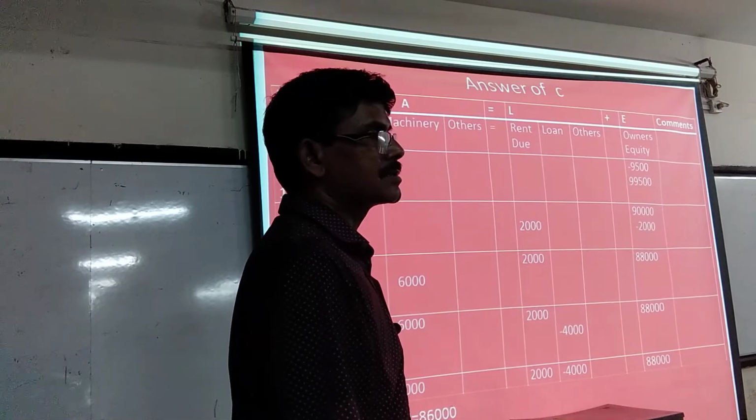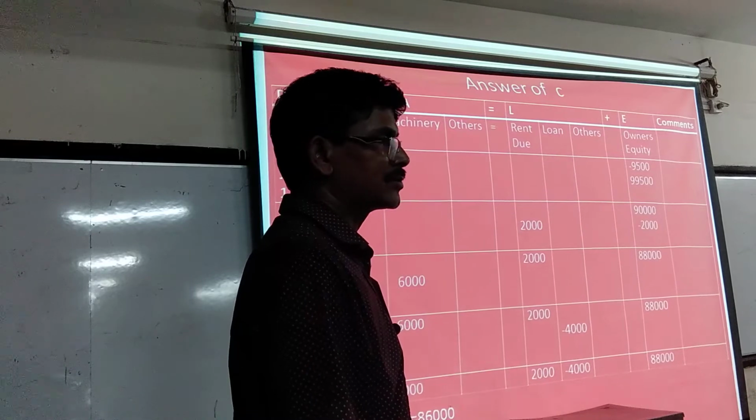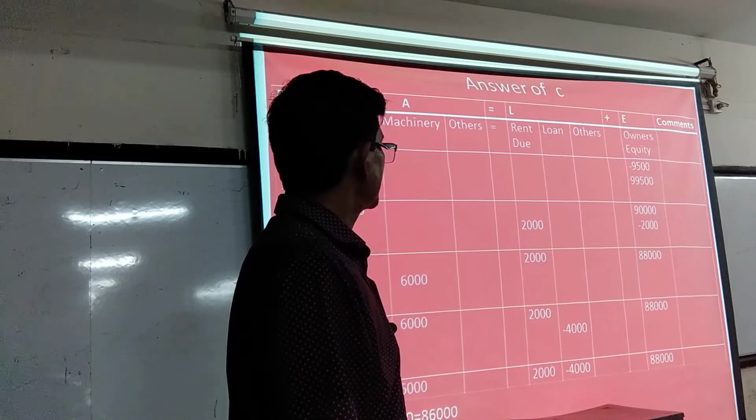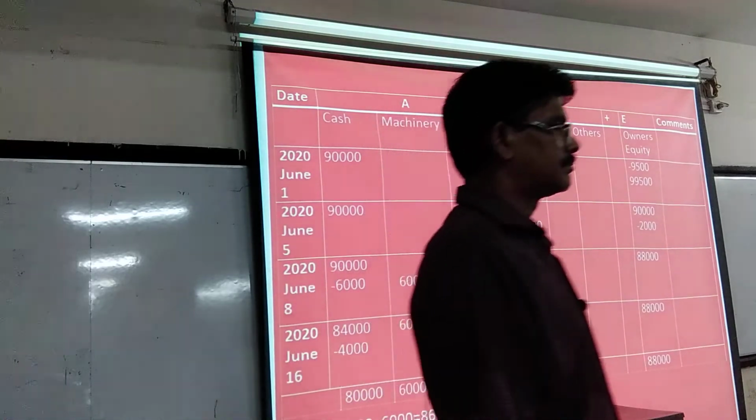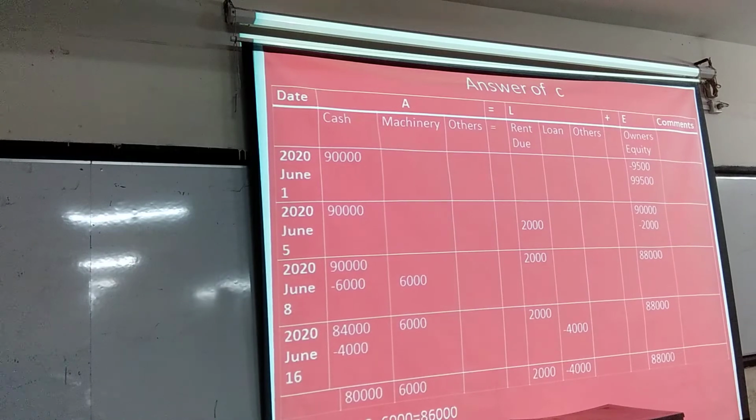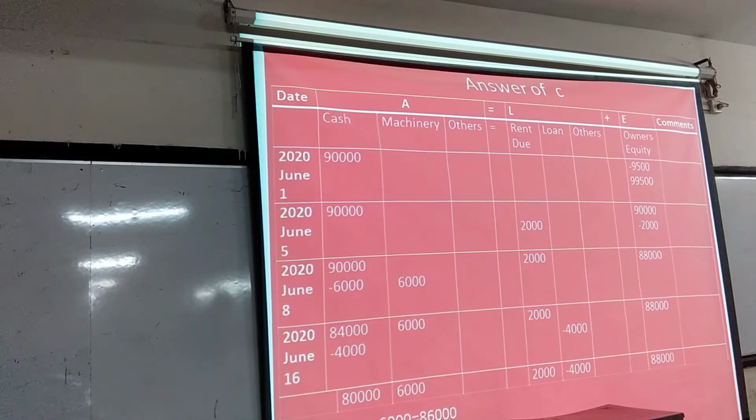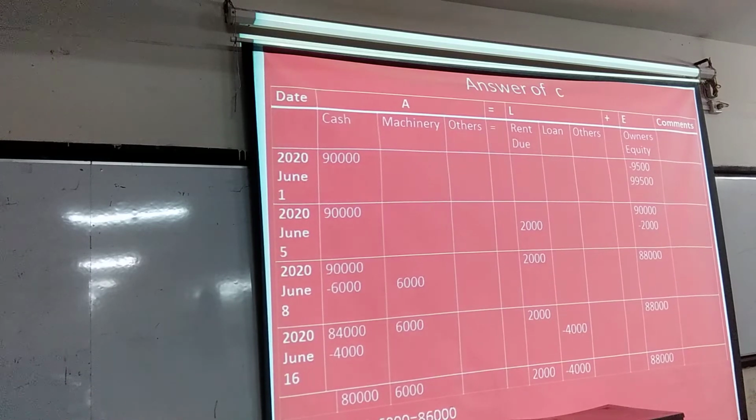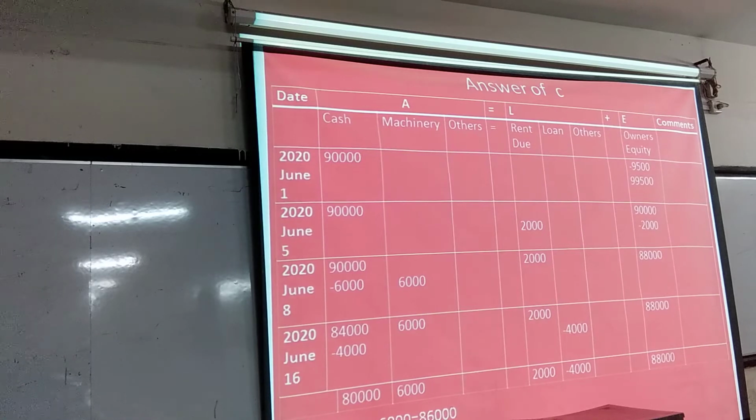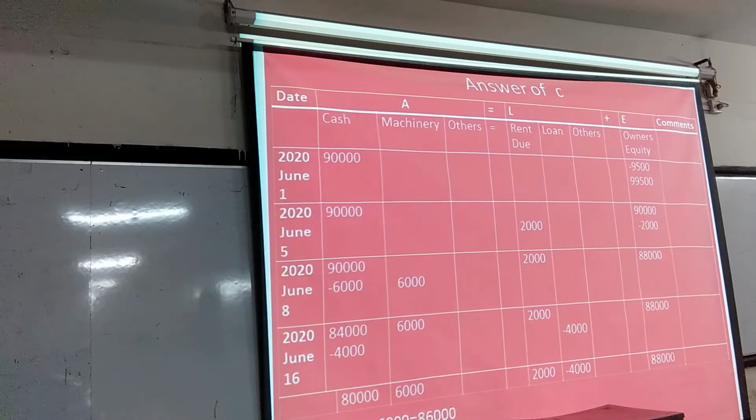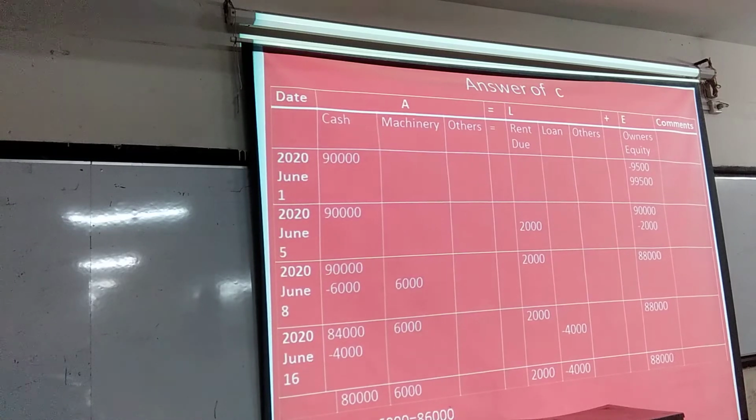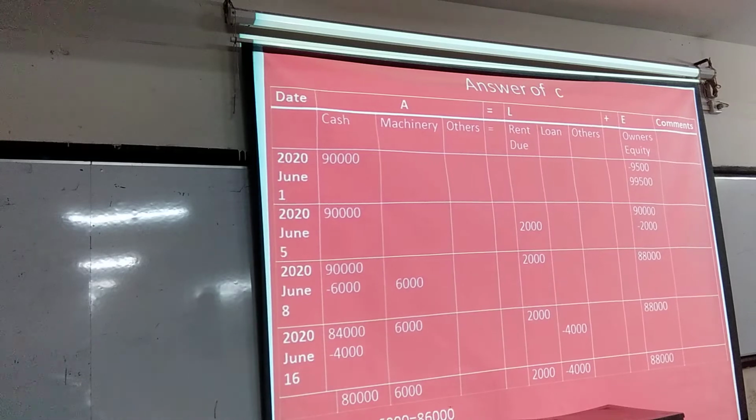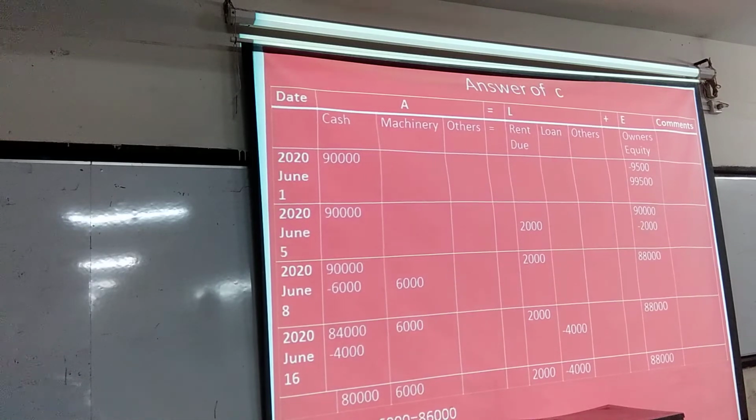Next transaction was rent due 2000. Rent is an expense. As a result, owner's equity will be decreased and rent due is a liability. As a result, at rent due column, you will add 2000 and balance after June 5th, cash 90,000, rent due 2000, owner's equity 90,000 minus 2000 equals 88,000.